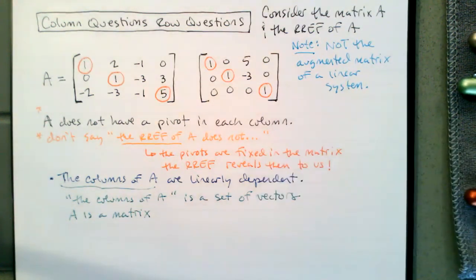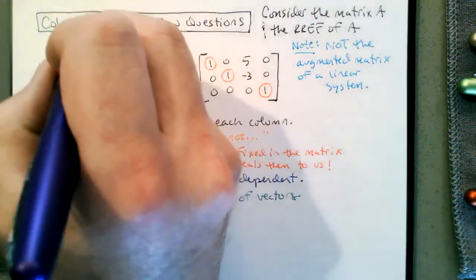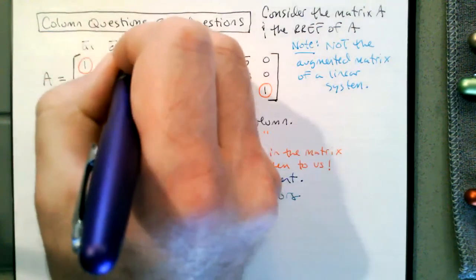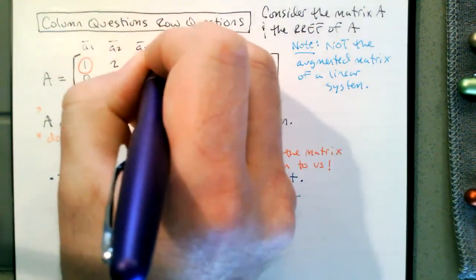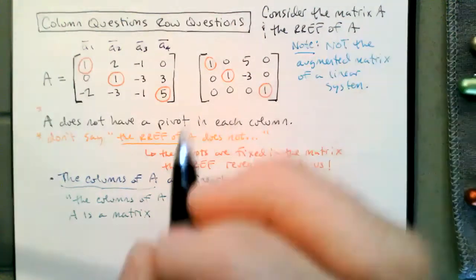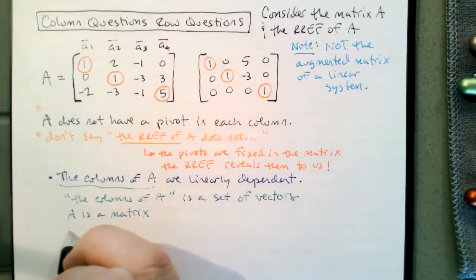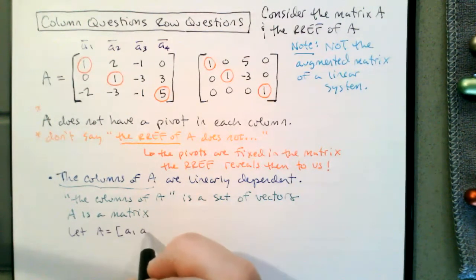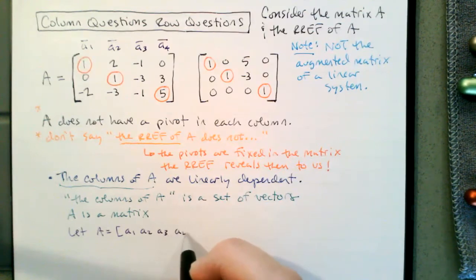The reduced echelon form will expose any dependence relations among the columns of A. Let's name the columns of A: A1, A2, A3, and A4. They always get very clever names.